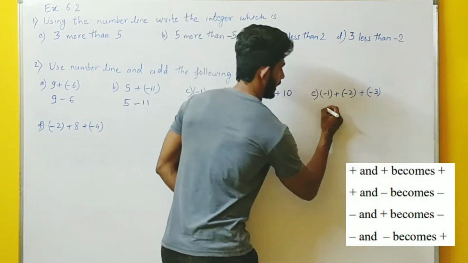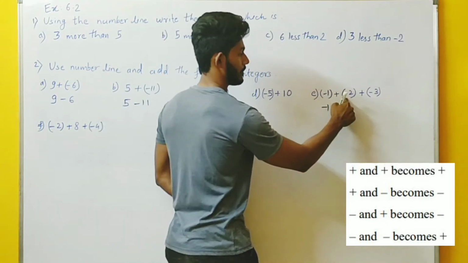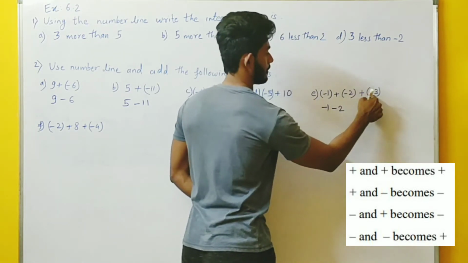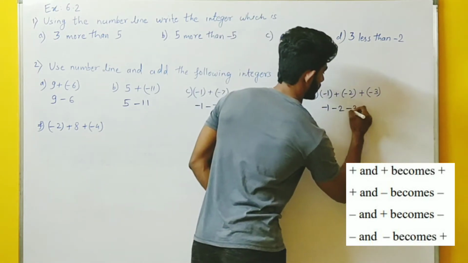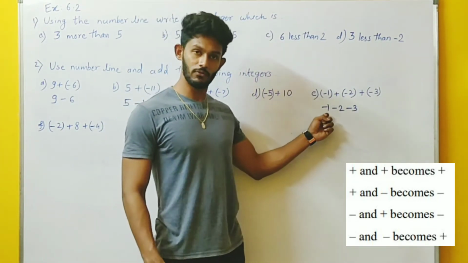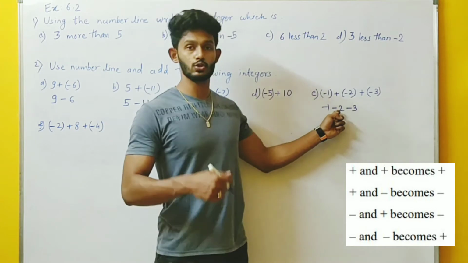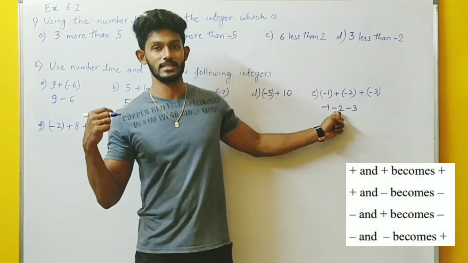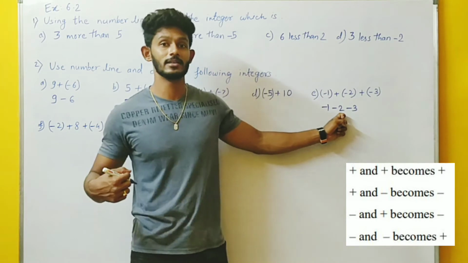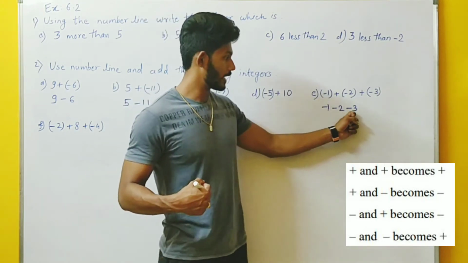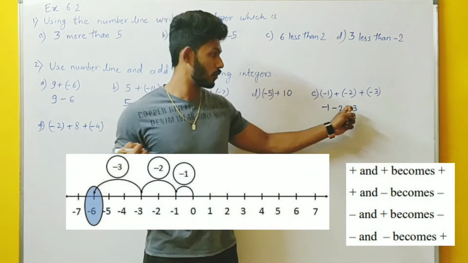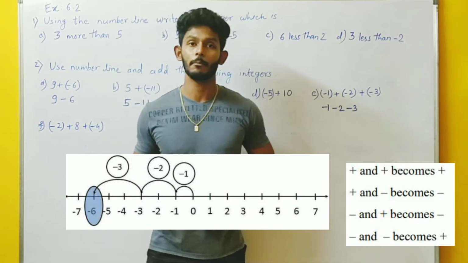Now this one. So this will be minus 1 plus and minus will become minus 2 plus and minus will become minus 3. Now from 0 we will move towards minus 1 first and then again minus 2. That means we have to move towards the left hand side because it is minus 2. So we will reach minus 3. Now again minus 3. So we will move again 3 steps towards the left hand side. From minus 3 we will reach minus 6.